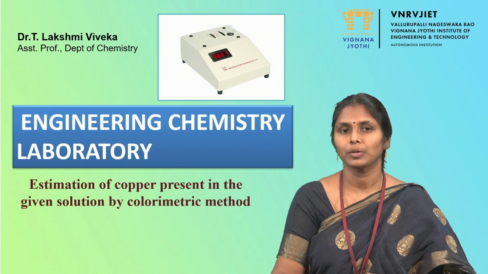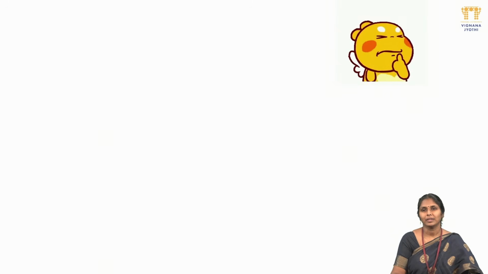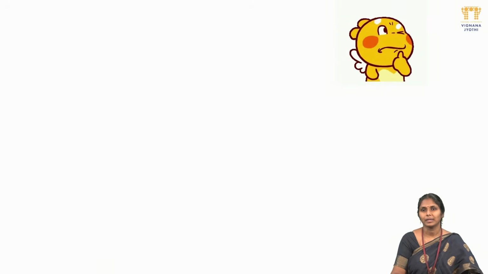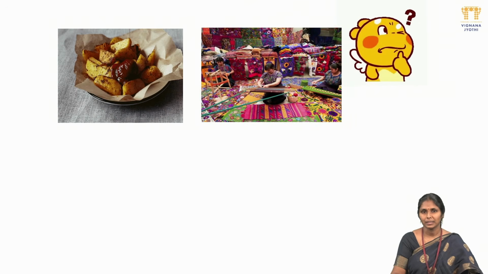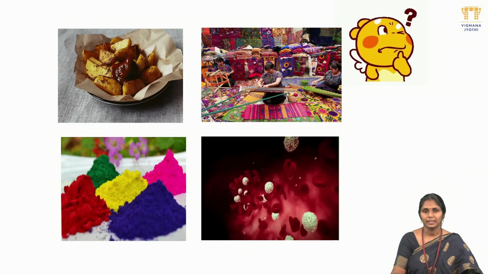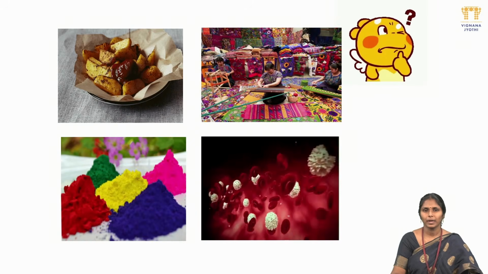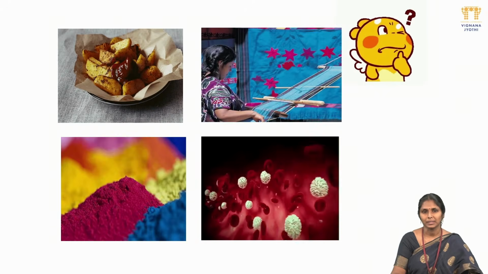Today we have to learn about an instrumental technique called the colorimetric method. What is the colorimetric method? What is the importance of this colorimetric method? Just observe some images: some tomato ketchup, some fabrics with color, dyes with different colors, and blood cells. So what is the common point in all these? That is colored substances.